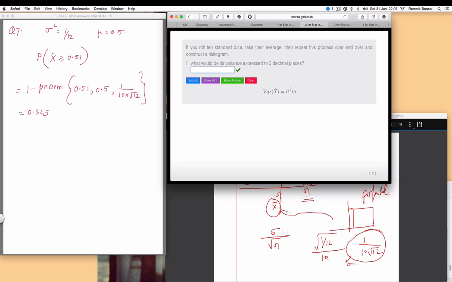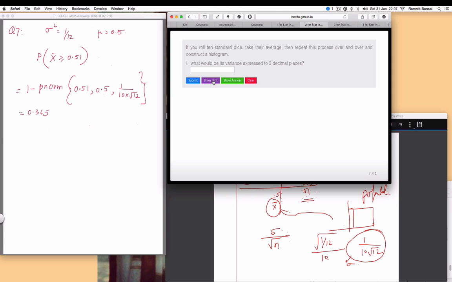So now, read this question properly. If you roll 10 dice, take their average, repeat this process over and over, and construct a histogram, what would be its variance expressed to three decimal places? First of all, what is the variance for one die? Variance for one die is 1 by 12?